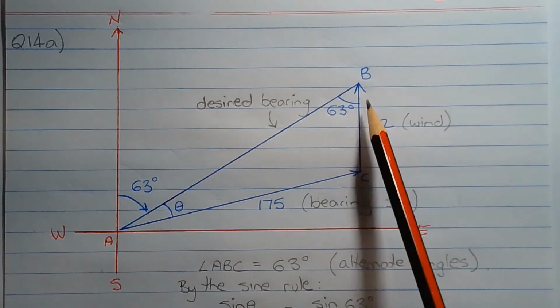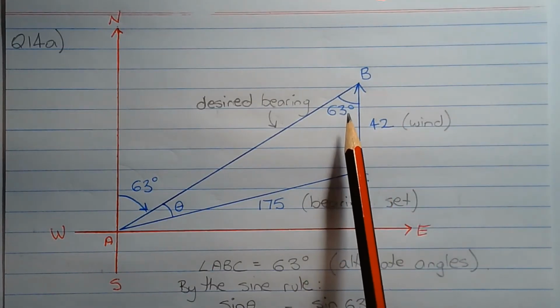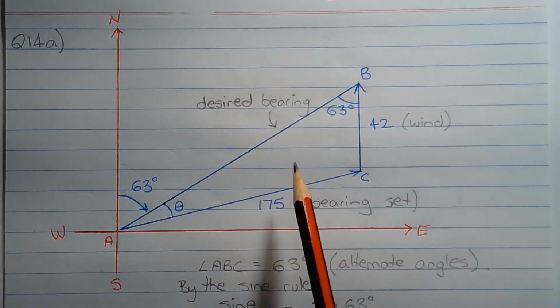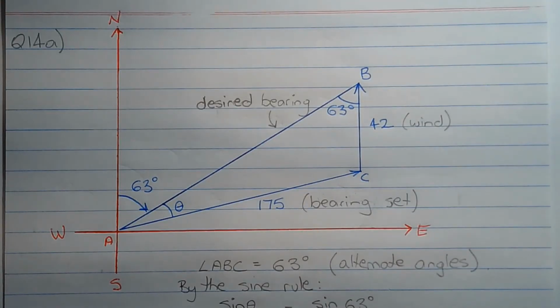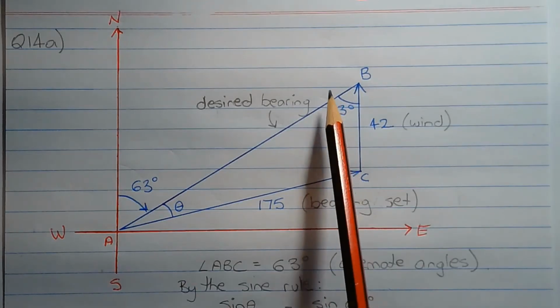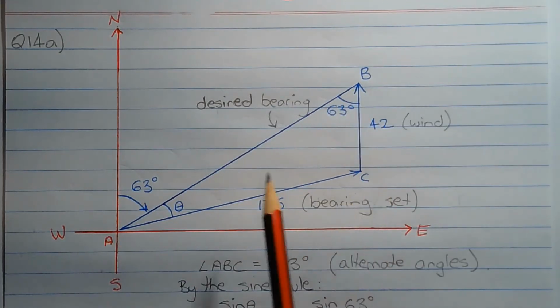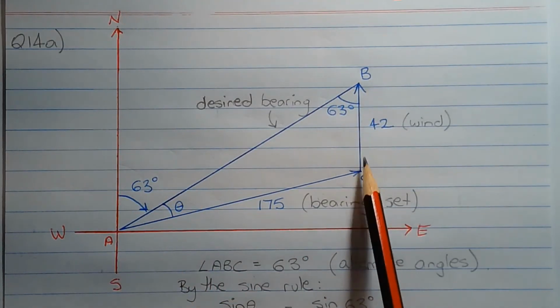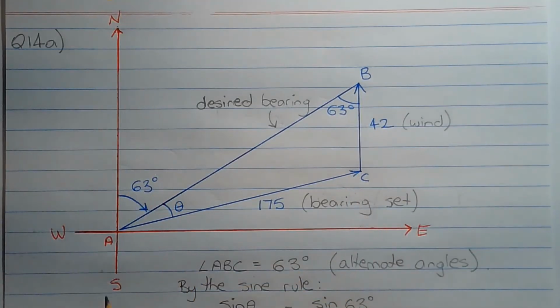Now angle ABC is equal to 63 degrees. So we need another angle inside this triangle in order to either apply the cosine rule or the sine rule in order to be able to determine angle theta. So it's convenient to work out angle ABC since it's alternate. You can see a parallel line here and a parallel line here. So CB is parallel to SN.